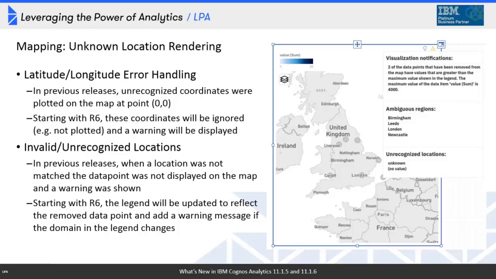But if by omitting those values, the domain of the map is changed. What does the domain mean? The domain means the overall values. So let's suppose that one of the unrecognized values was one of the largest contributors to the overall measure being plotted. So if we're plotting revenue, and we're removing a region that's got $25 million, a very, very large amount, well, you're going to be told that, hey, 2 of the data points have been removed from the map, and they were big values.